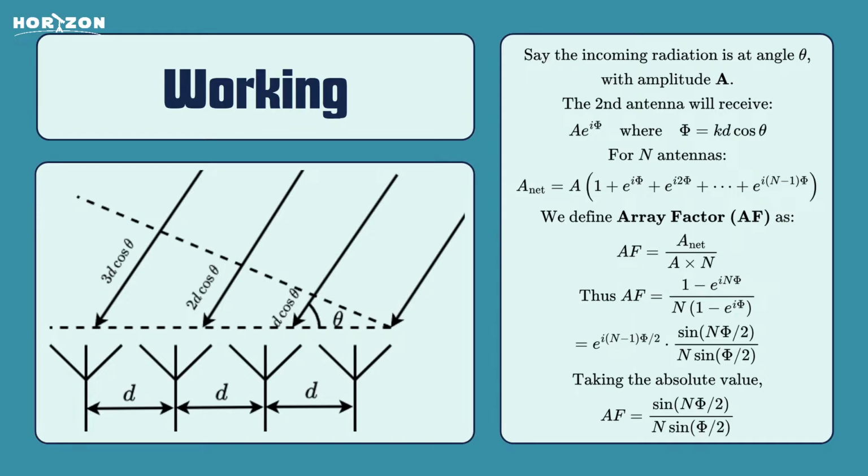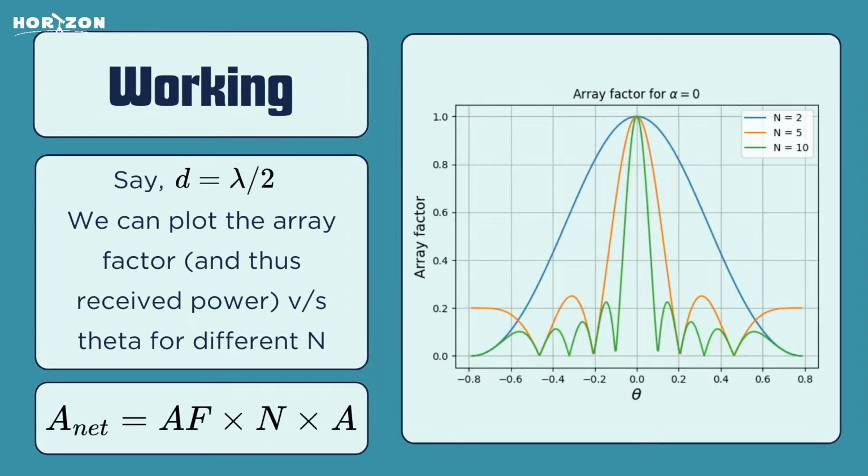And we'll do one more assumption here. Let's say d is equal to lambda by 2. The separation between two consecutive antennas is equal to half the wavelength. If we plug that back in capital phi, we get kd cos theta, where k is 2 pi by lambda and d is lambda by 2. So kd would be pi, and so capital phi will be pi cos theta. So phi is very closely related to theta.